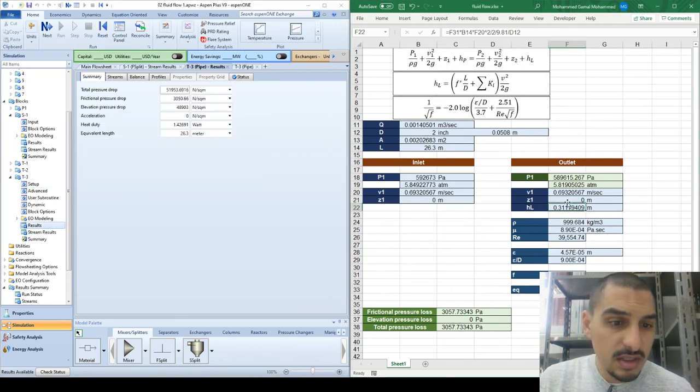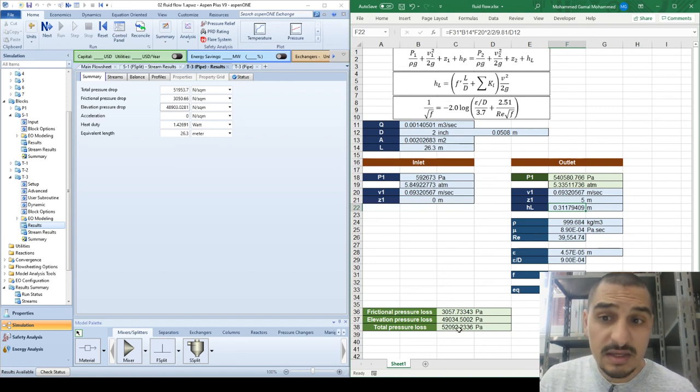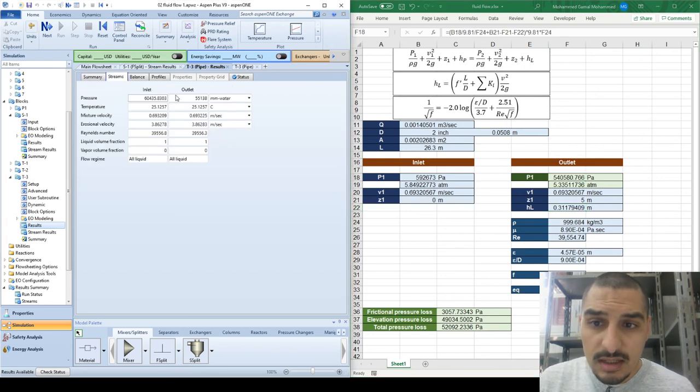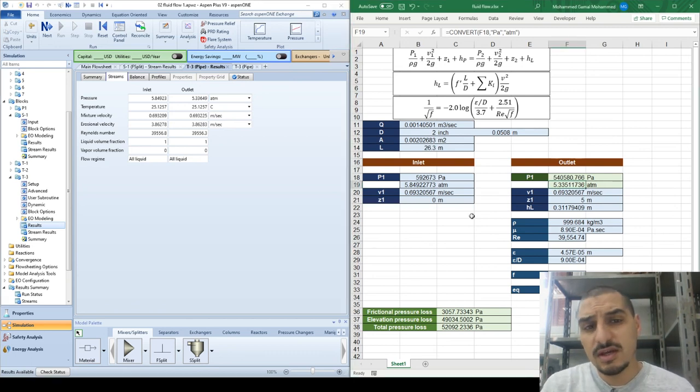Again, what I'm going to do here is put Z1 equals 5, and this is all we're going to change. And here you'd see that 48.9903. I have 49034. It's pretty close. And the total pressure loss is 51.953. It's 52.092. Again, very, very close. And the outlet pressure, let's put it in atmosphere, is 5.336. I got 5.335. So it's pretty close to the outputs that we got here.